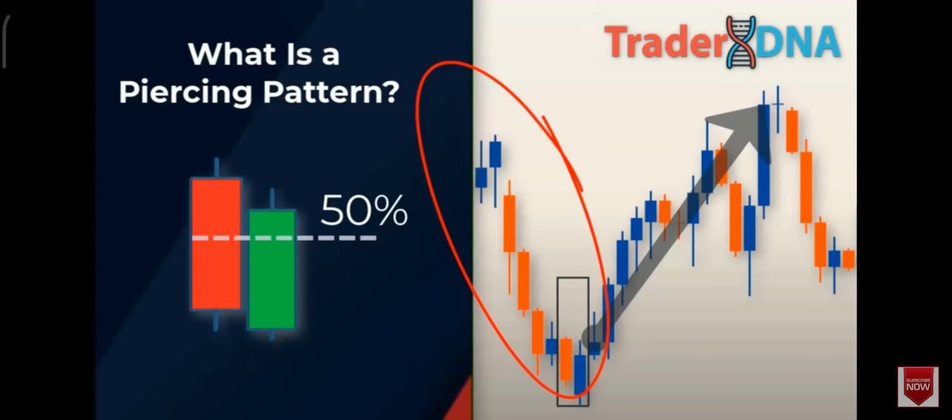The piercing pattern is important to note as a potential bullish indicator, especially if it forms on a higher time frame chart, such as a daily chart. On lower time frames, its significance is considerably reduced.